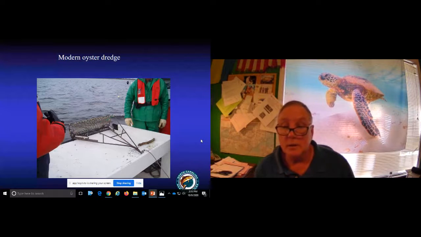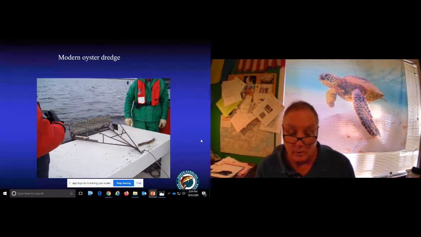And you can see the cable, or back then it would have been a rope, attached to the very top, which would be on the right-hand side of your screen. And the teeth part is pointing down against the table. You can just make those out. And they are very effective at getting oysters, especially from very deep water.